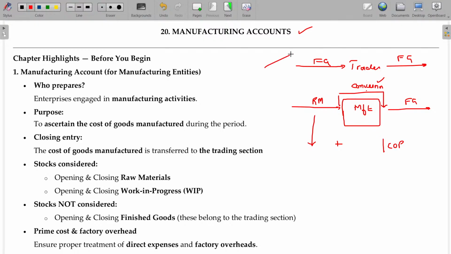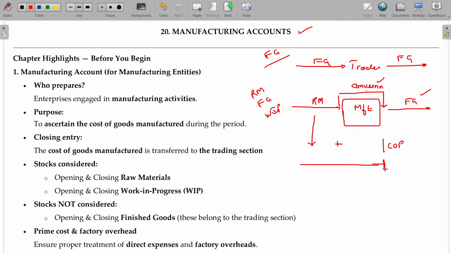In the case of a trader, he will have only finished goods stock. In the case of a manufacturer, he will have inventory in raw material form, finished goods form, and semi-processed form, named work in progress inventory. Three forms of inventories will be there. Clear?